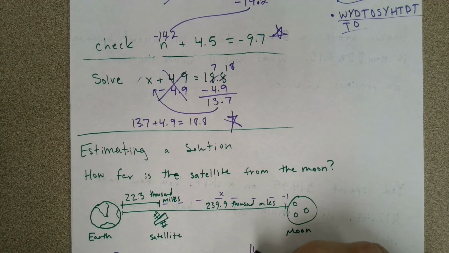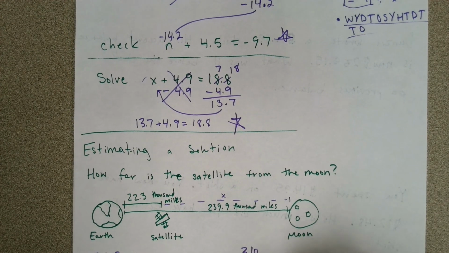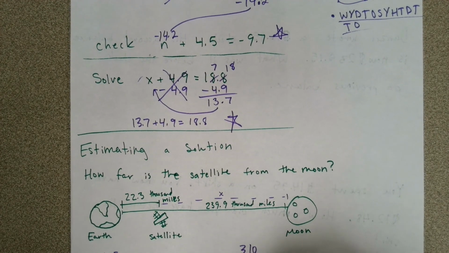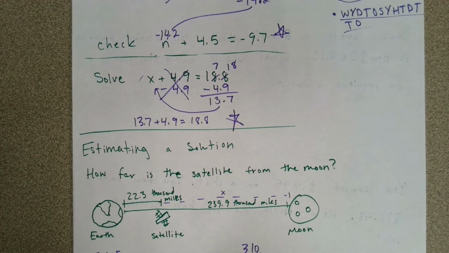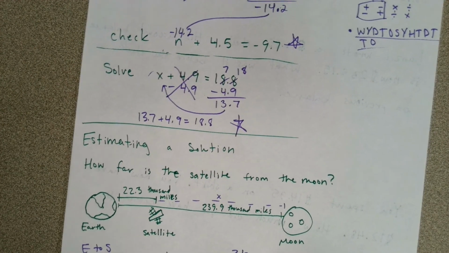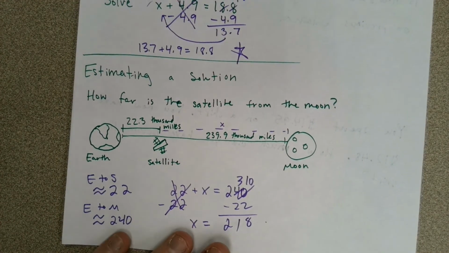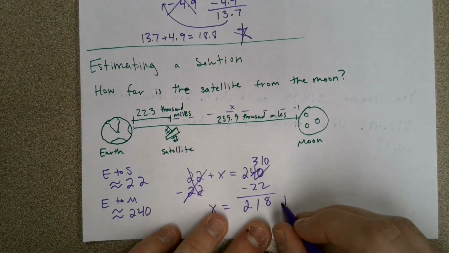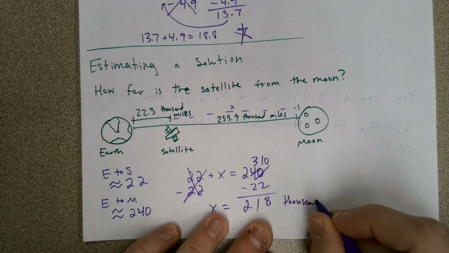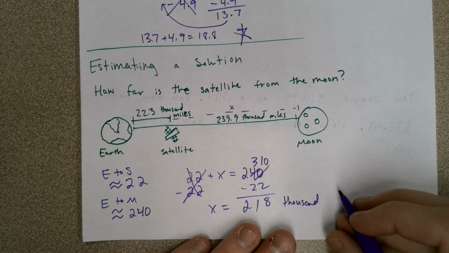240 minus 22, carry that. 8, 1, 2. X equals 218. Got to keep my units in there. Oh, I'm sorry, I couldn't even see any of that. There you go. If you need to pause it and take a look at what I did there, I'm more than happy to. It's stuff you know, though.